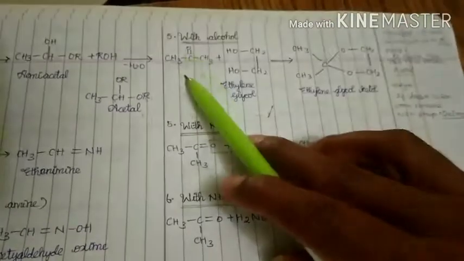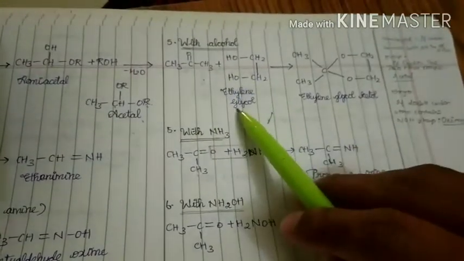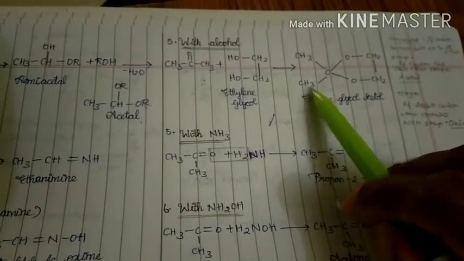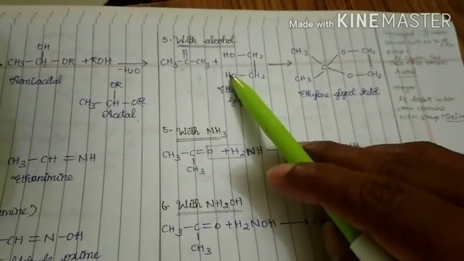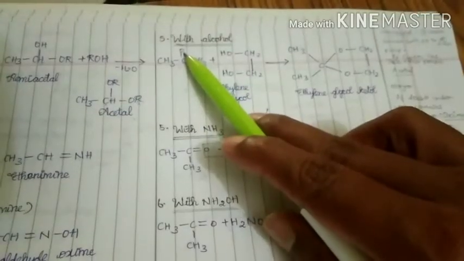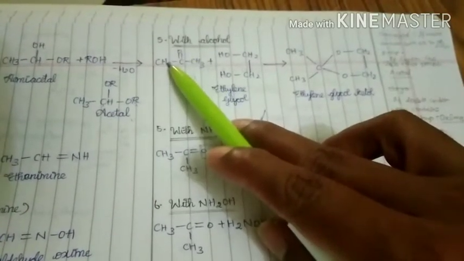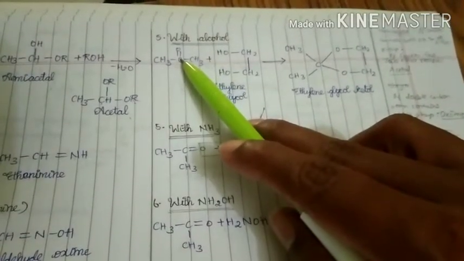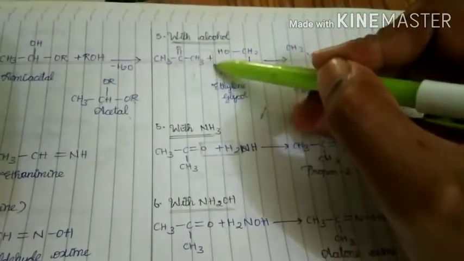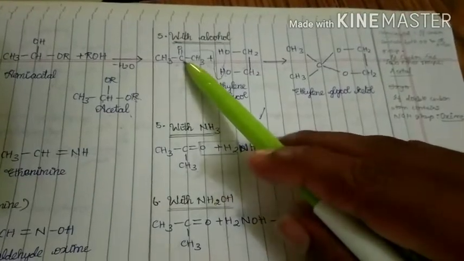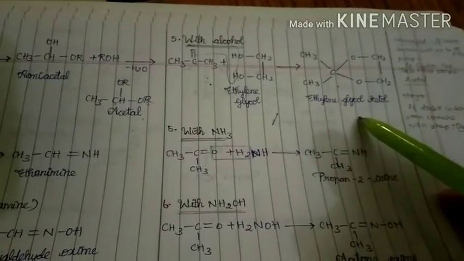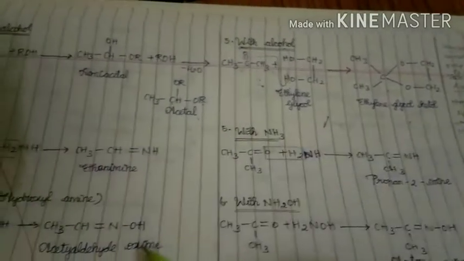Next, here when acetone reacts with ethylene glycol, this reaction takes place. That means what happened? This H and this H are removed along with this oxygen. Then this O part comes to this one. That means this oxygen is removed with these 2 hydrogens. This carbon forms bonds with this oxygen and this oxygen like this. Finally we get this compound. This is called what? Ethylene glycol ketal.